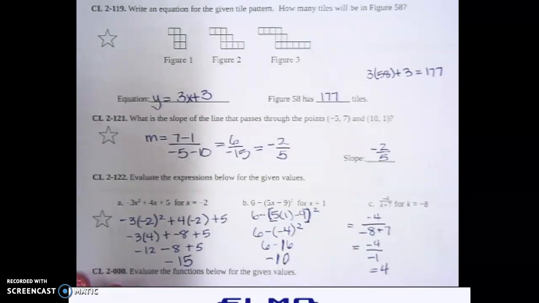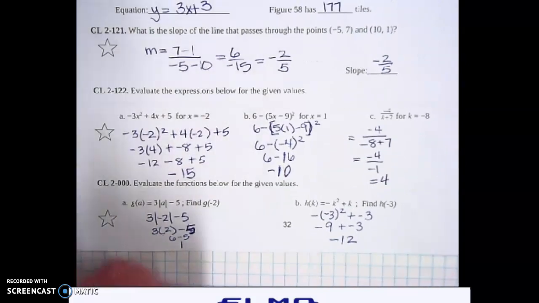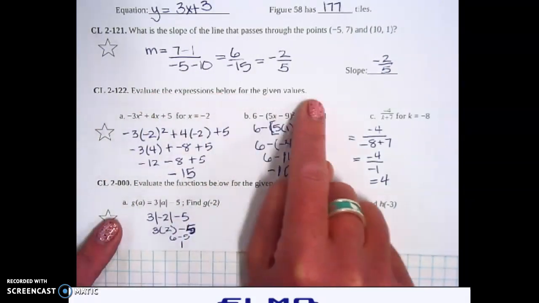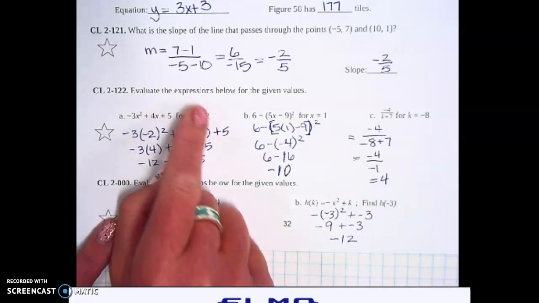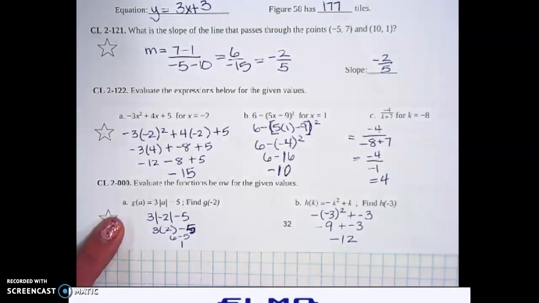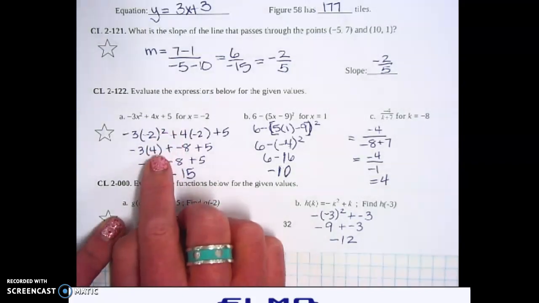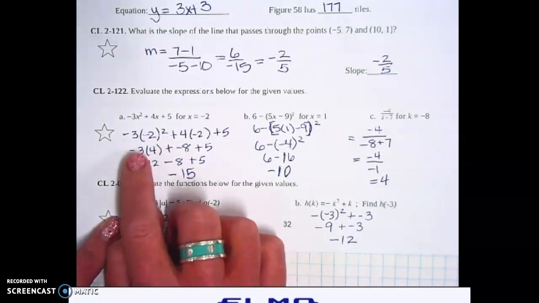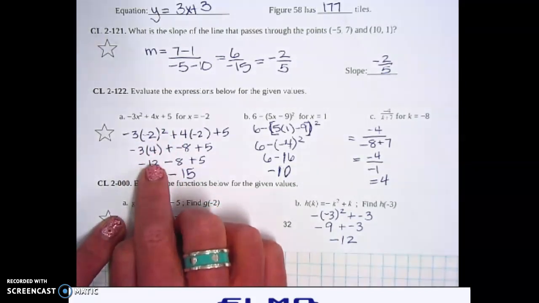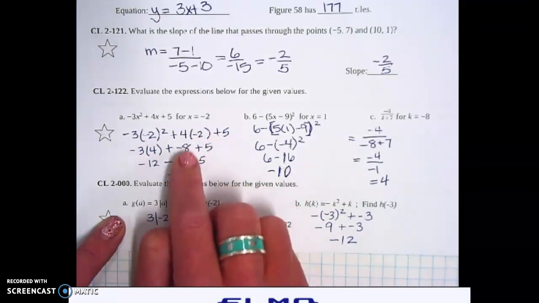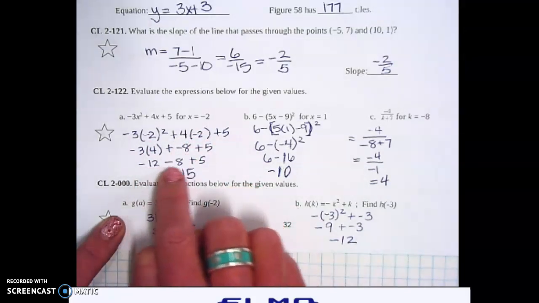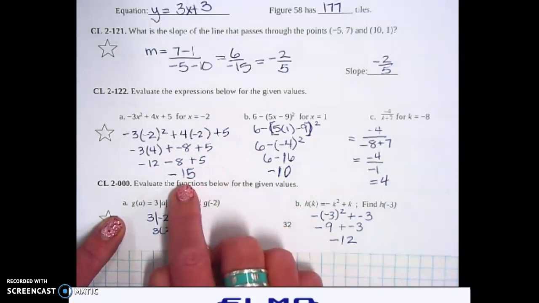Then I reduced it to negative 2/5. Question 122, evaluate the expression for the given values. So I substituted in a negative 2 and then followed order of operations. So negative 2 squared is 4. Then I multiplied by negative 3 and got negative 12. 4 times negative 2 is negative 8. Then I can add and subtract from left to right. I got negative 15.